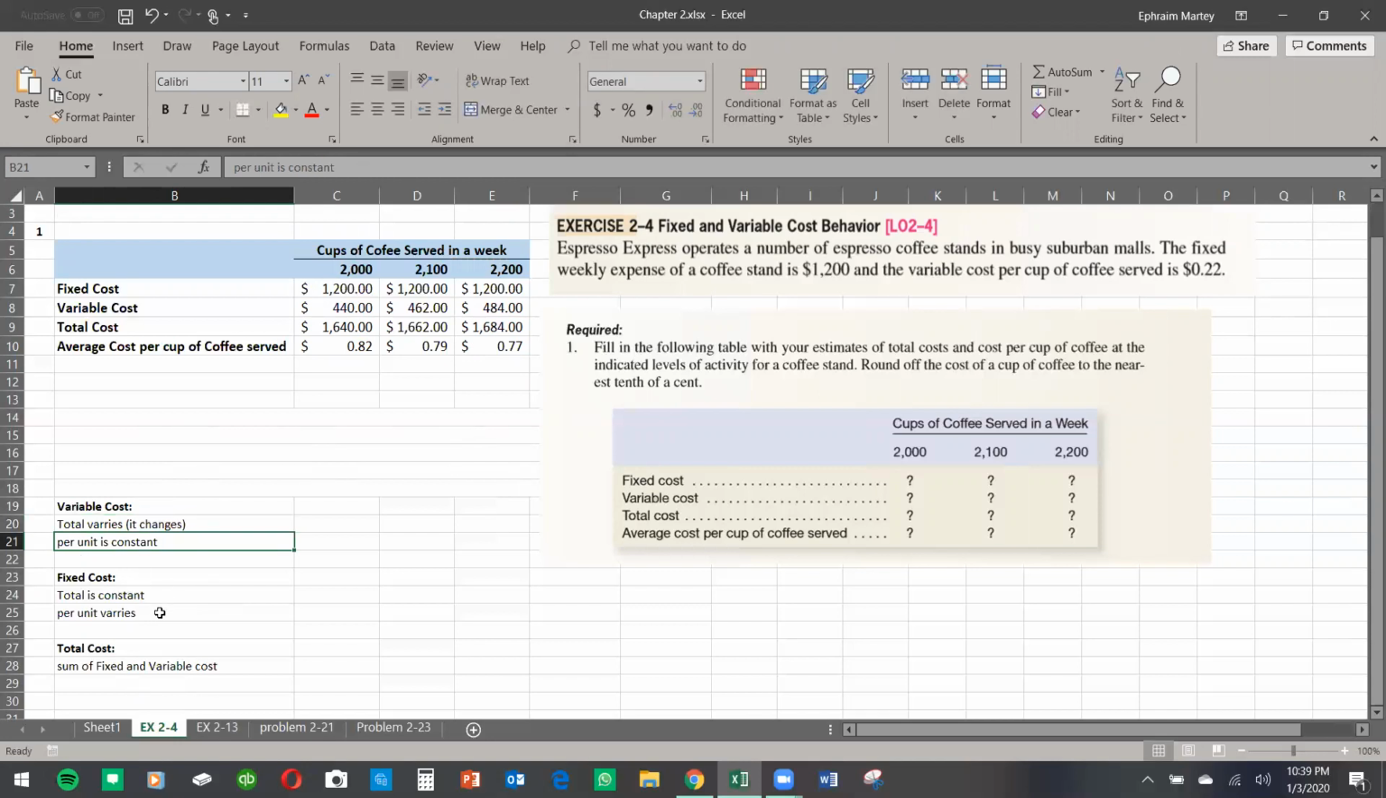Here, per unit changes. Okay, per unit changes. So just know when it comes to variable cost, the total varies. Fixed cost, the total is constant, or the total is fixed and does not change. Okay, the total is fixed and does not change.